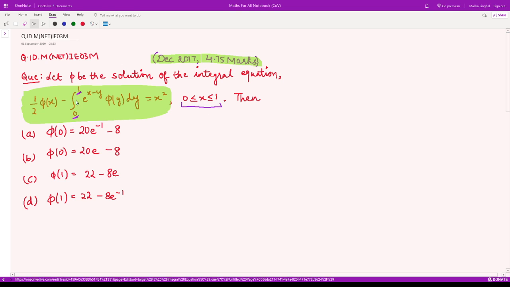Then they are asking the solution phi at the point 0 is which of these and at 1 is which of these. So obviously we can see two options would be correct. So let us see what is the solution of this equation.